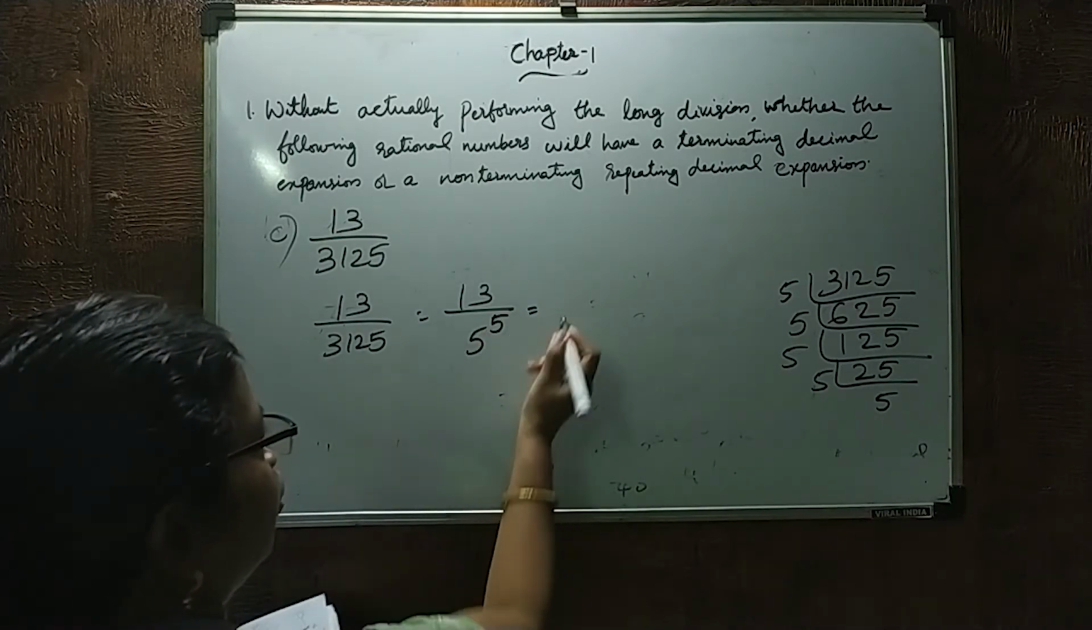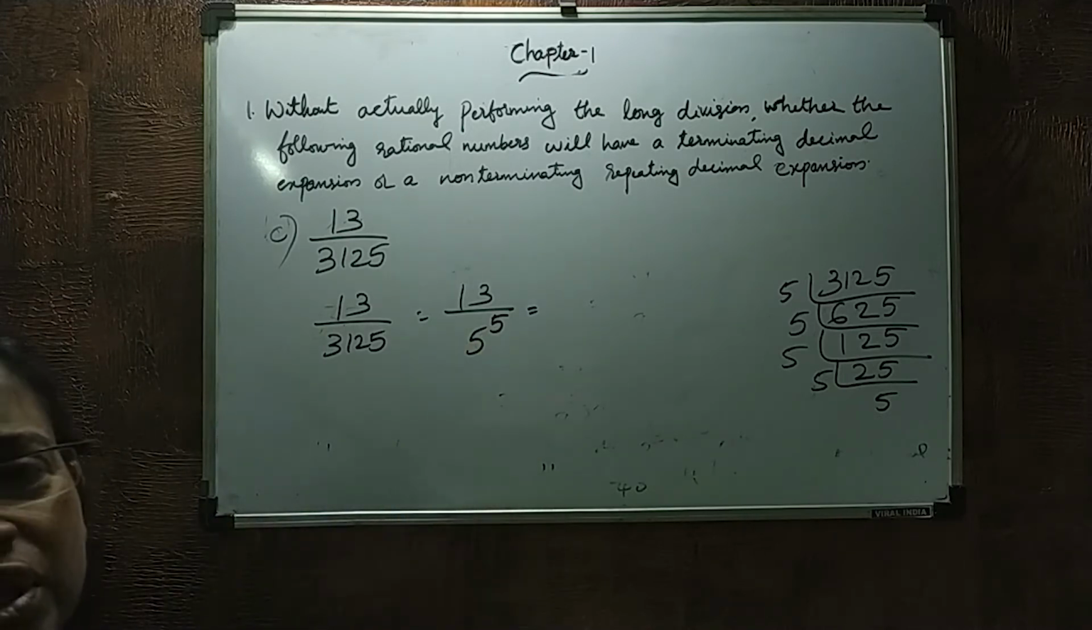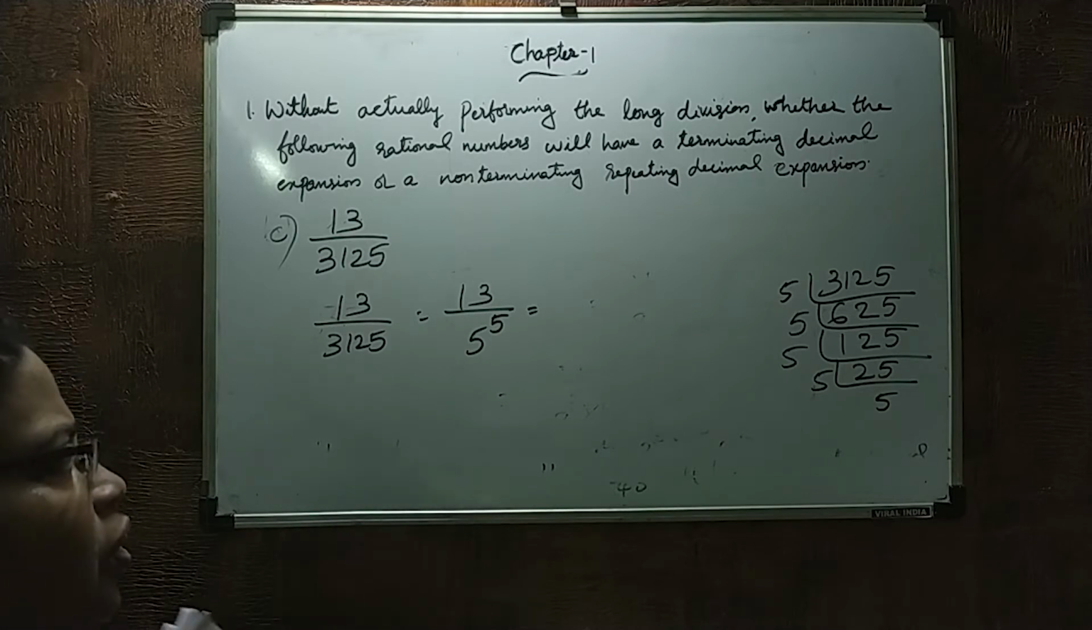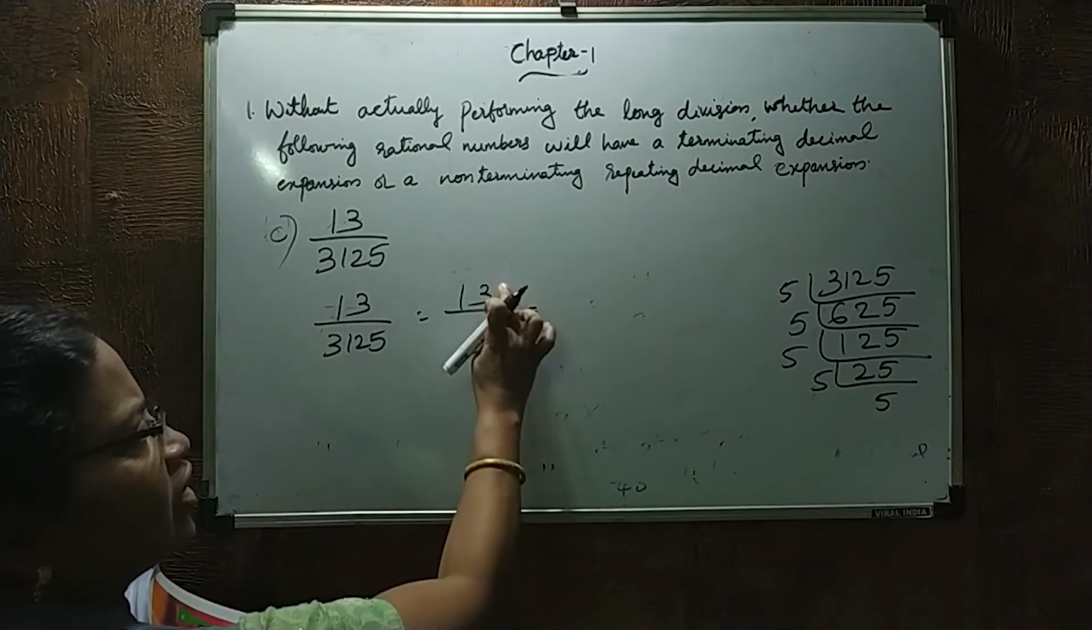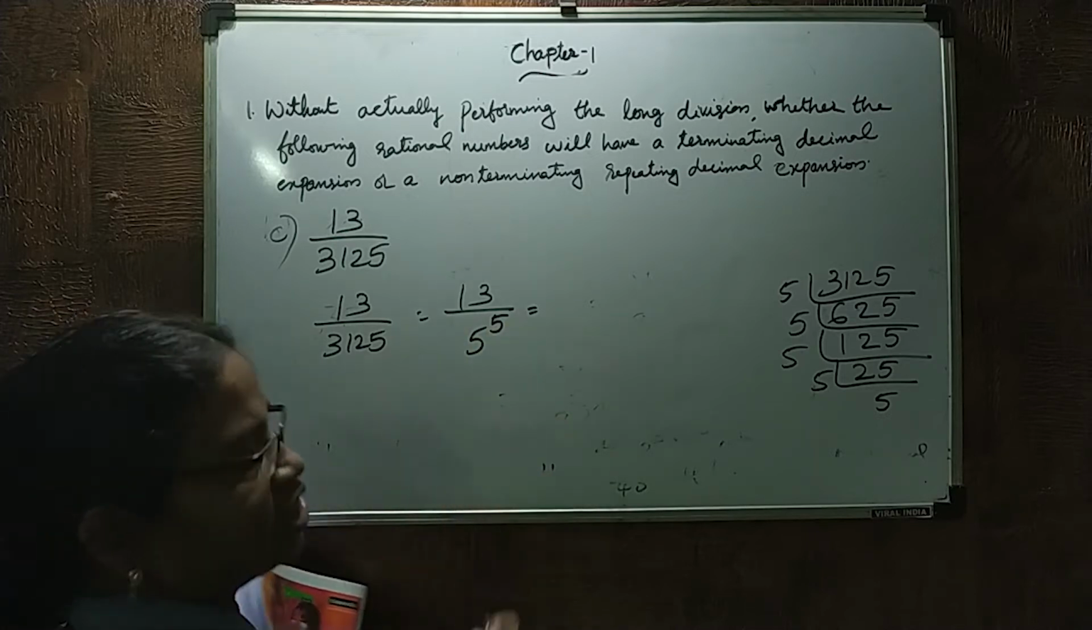Now look, only 5 raised to n is there; 2 raised to m is not there. So what do you have to do? Here, into 1 is there, and here also into 1 is there. So only here we need to adjust in the denominator.